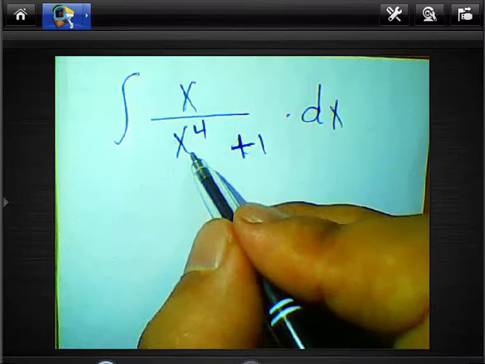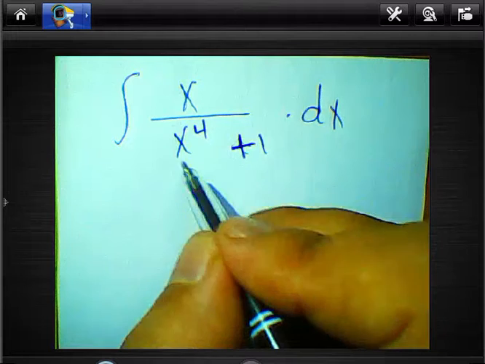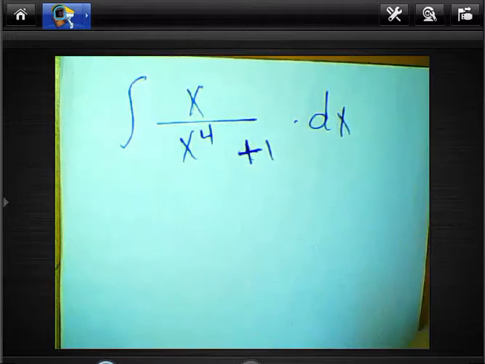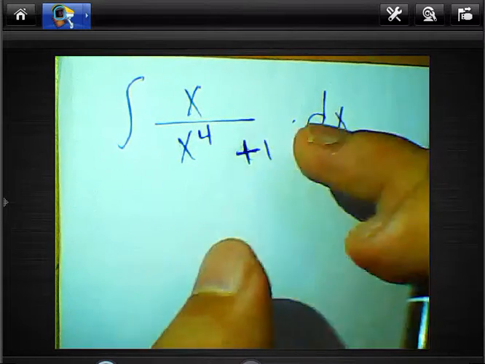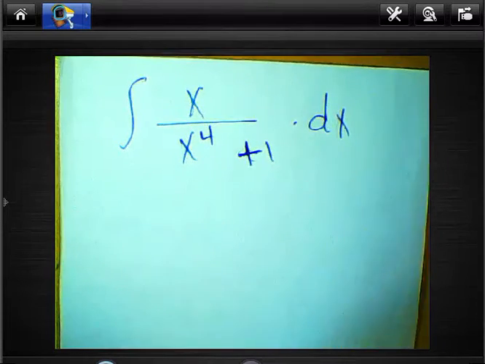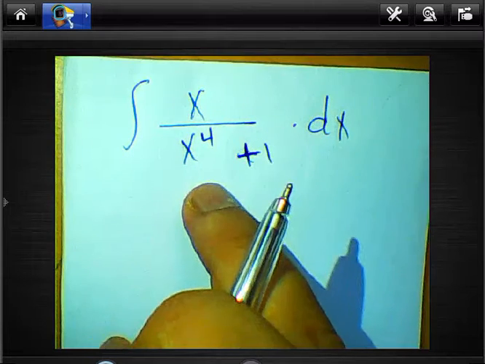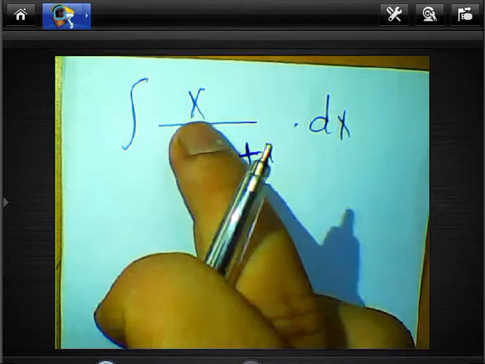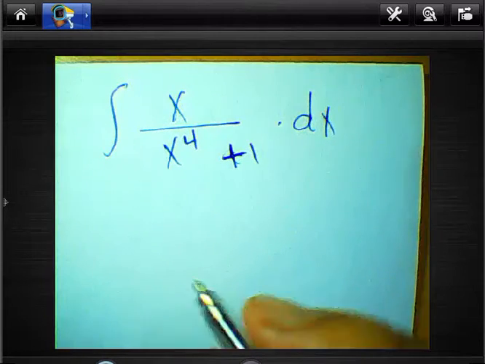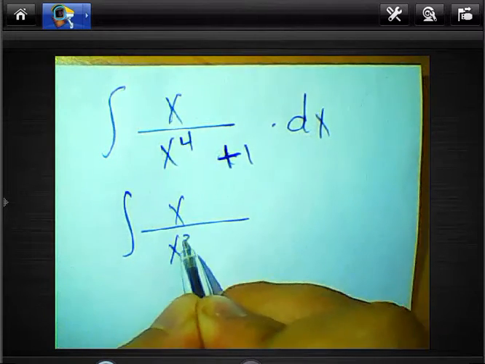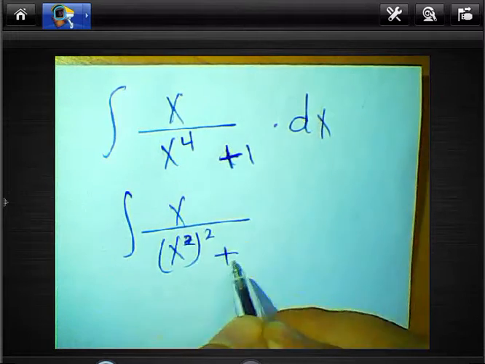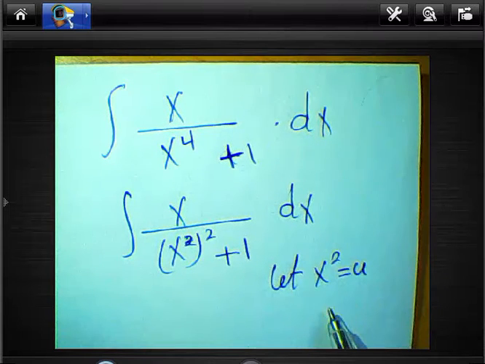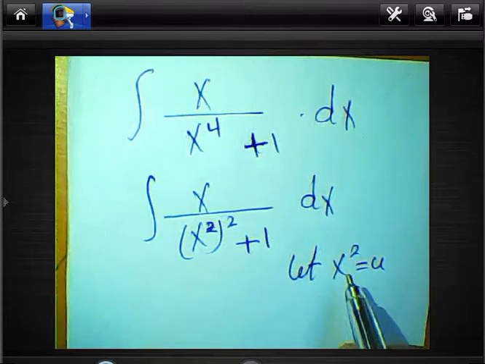Okay, we can solve this integration. We know x to the power 4, the derivative of this will be 4x to the power 3, but it was x. We can't convert the numerator to be the derivative of the denominator, so we must put x to the power 2 equal u to find the derivative of the denominator. Look at here, we can write x over x to the power 2 all to the power 2 plus 1 dx. I will let x to the power 2 equal u, and we can find the derivative of this function.